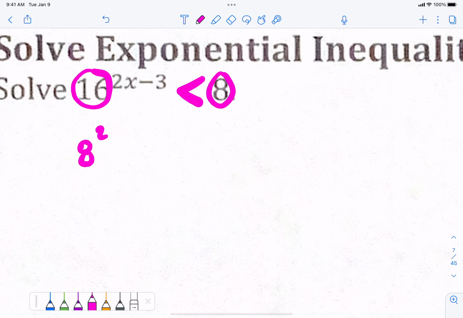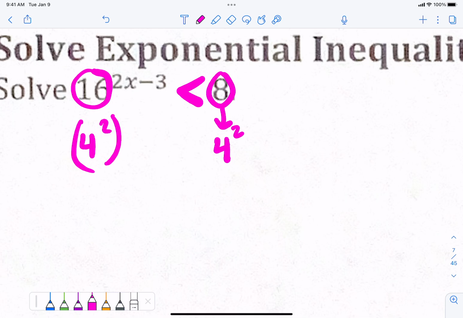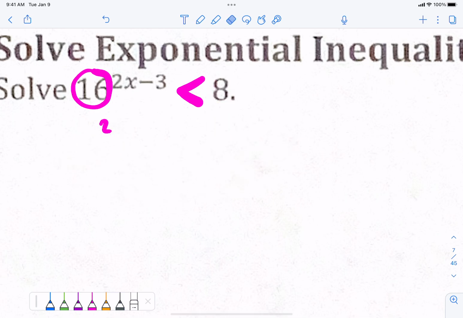8 squared. Is 16 8 squared? No. Okay, so let's change 16 to be 4 squared, because that's true, right? 4 squared is 16. Is 8 the same thing as 4 squared? No. So what do we have to do? We have to change both to 2's, right?